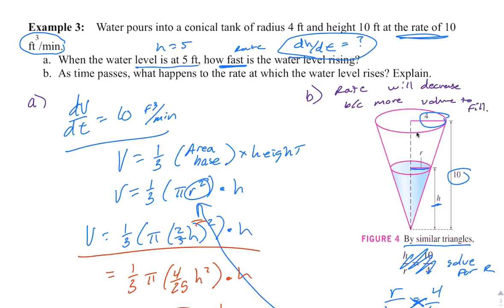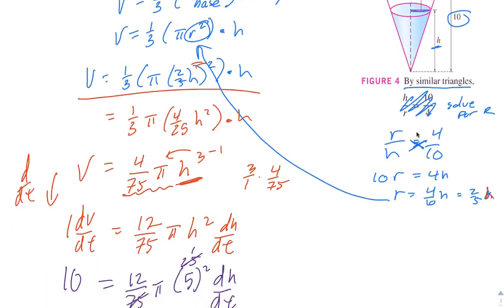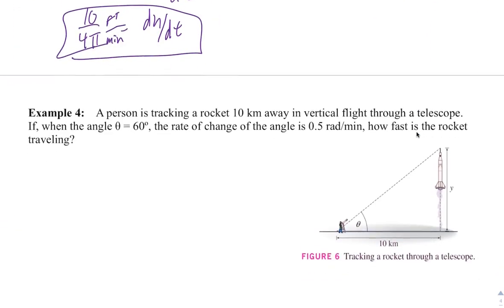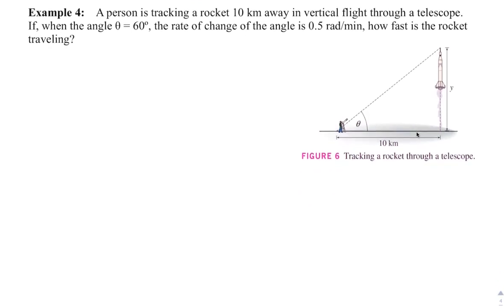Okay, and that's that problem. Next one, more related rate problems. Let's see this one. A person is tracking a rocket 10 kilometers away in vertical flight through a telescope. If when the angle is 60 degrees, the rate of change of the angle is 0.5 rad per minute, how fast is the rocket traveling? So here's a picture again. How nice. Let's talk about what they gave us. Person tracking a rocket 10 kilometers away.